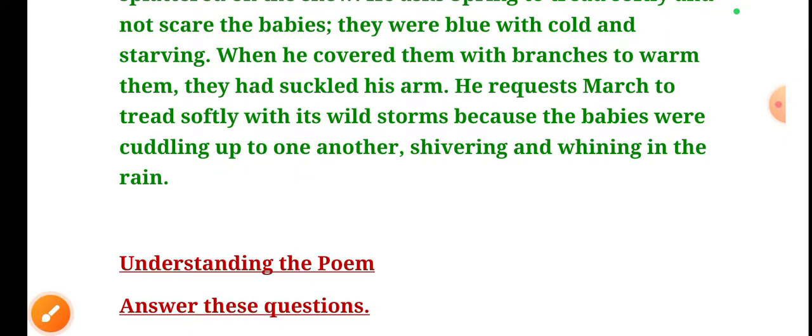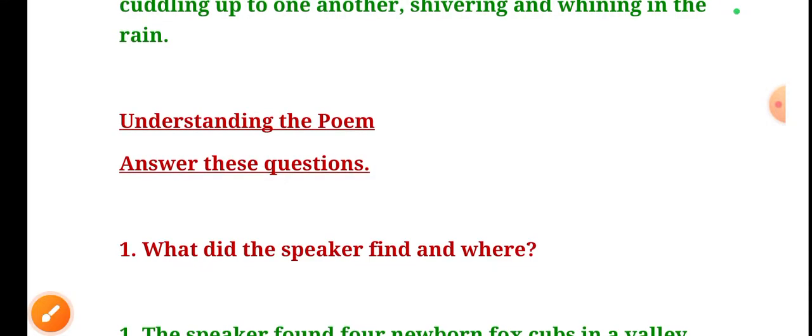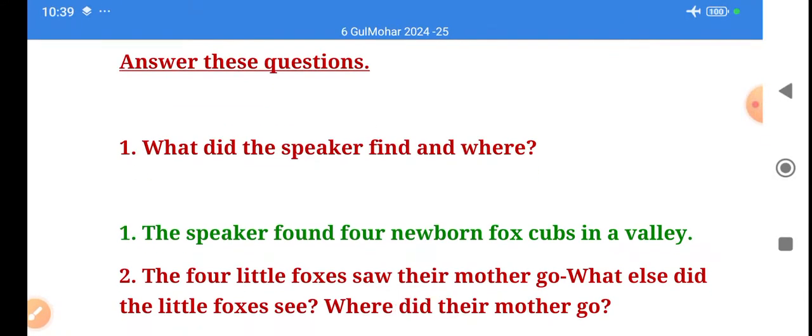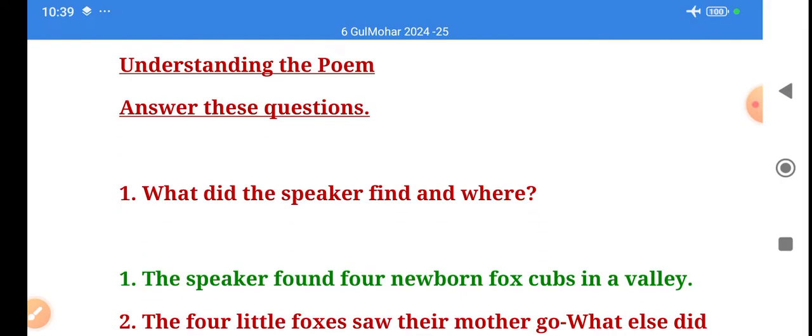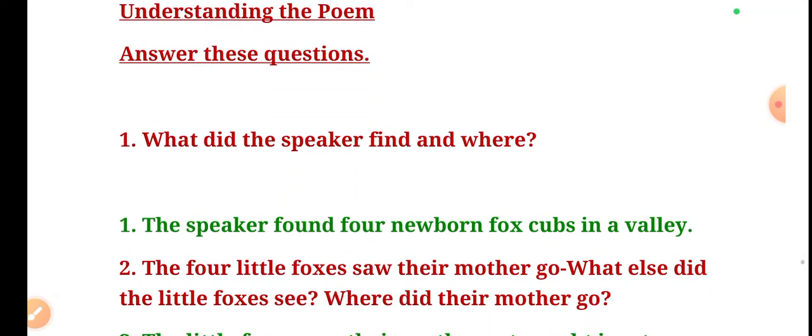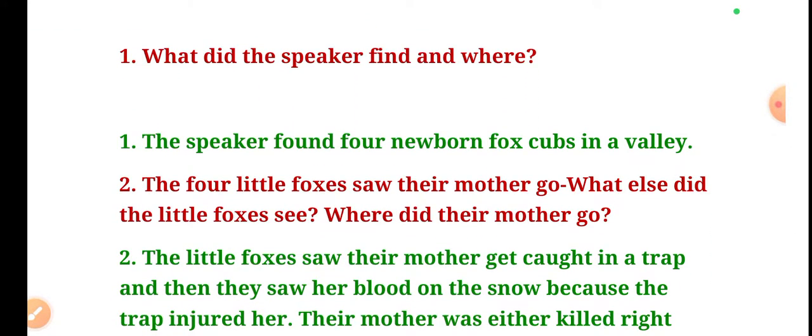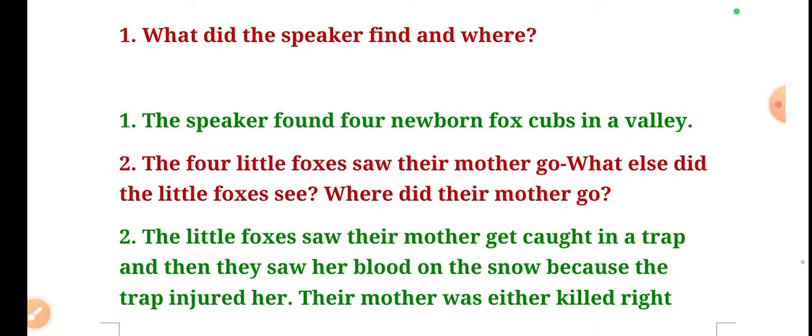So this is the detailed summary of the poem. Now we'll go for the question answers, students. So, understanding the text, question answer. Question 1. What did the speaker find and where? The speaker found four newborn cubs in a valley.